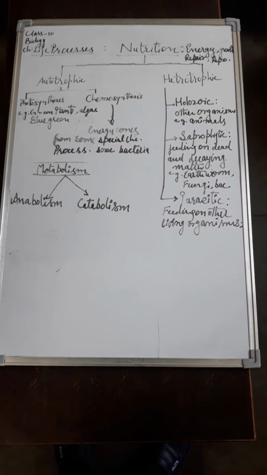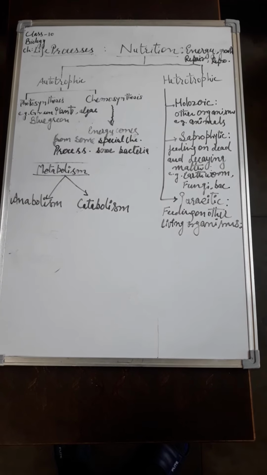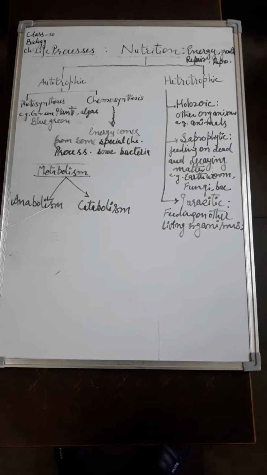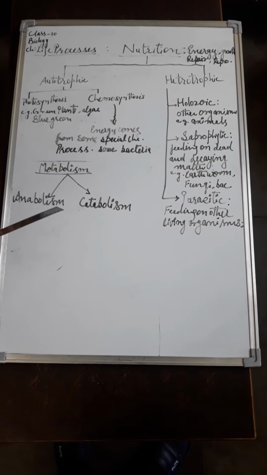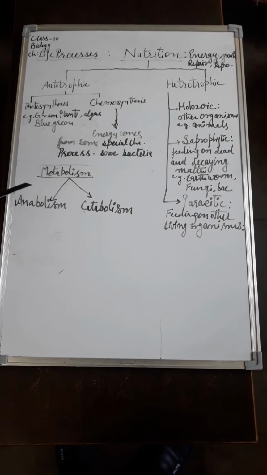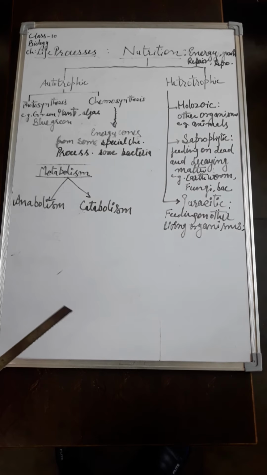The second type is saprophytic. Saprophytic organisms obtain their food from dead remains of plants and animals. That is saprophytic organisms, like some bacteria, fungi, and earthworm.